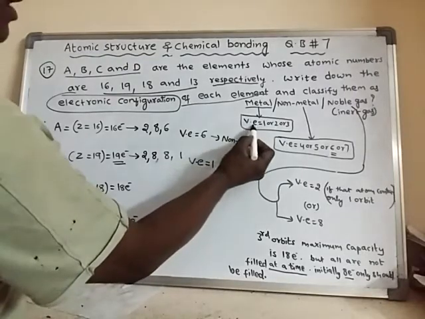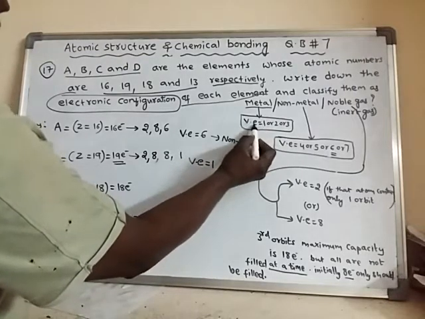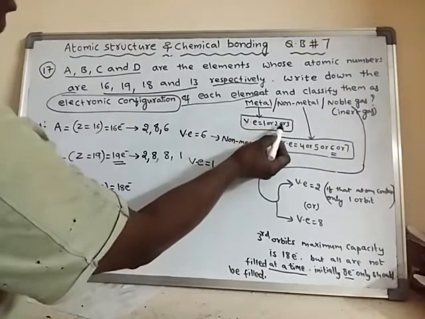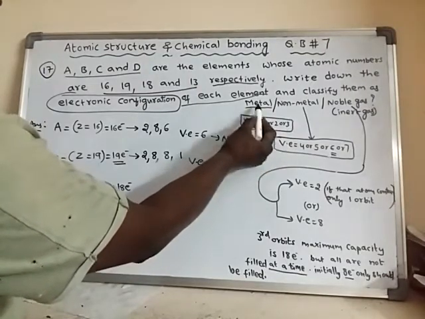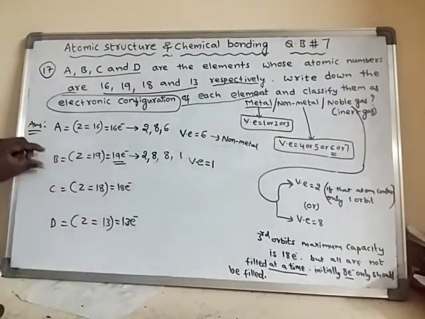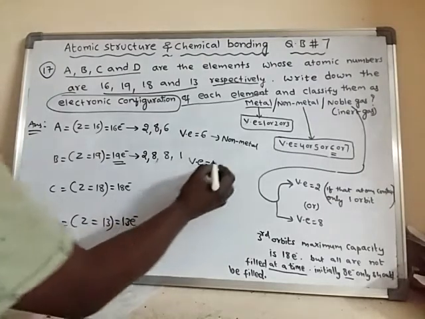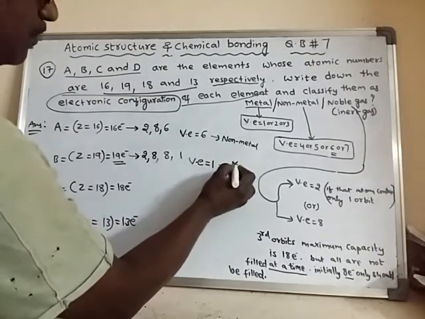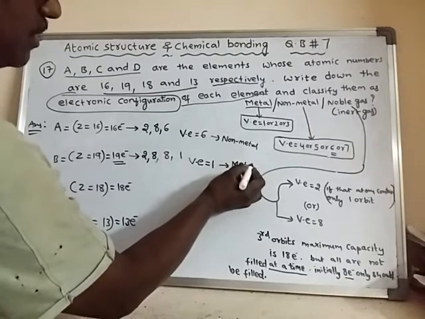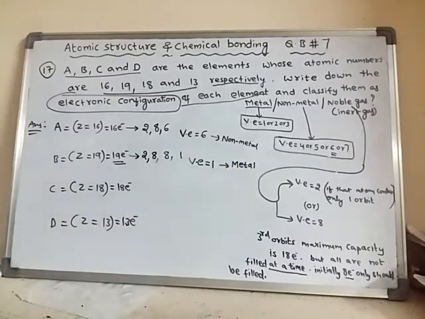Whenever valence electron is equal to 1, 2 or 3, then that is related to metal. So this element B is said to be a metal atom. It can be classified under metals. In this way we can identify the given element B as a metal atom. Now let us see element C.